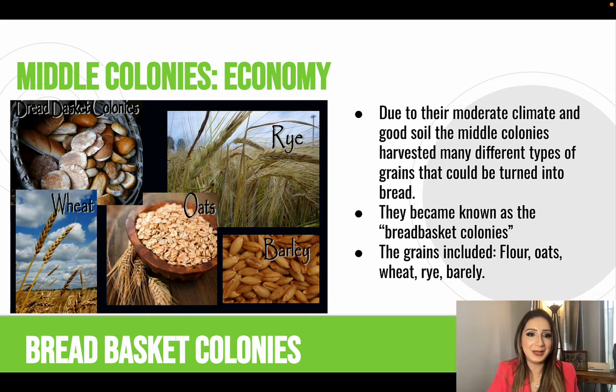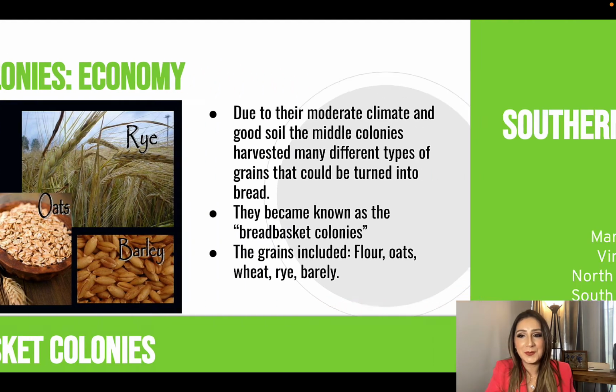Because of their climate and geography, they were able to grow some crops, specifically grains like oats, rye, flour, barley, wheat, and all of these grains could be made into bread. So the Mid-Atlantic Colonies became known as the Breadbasket Colonies. And also just a quick little tip to remember oats: what religious group settled there? Quakers, Quaker oats. So the Quakers grew a lot of oats.